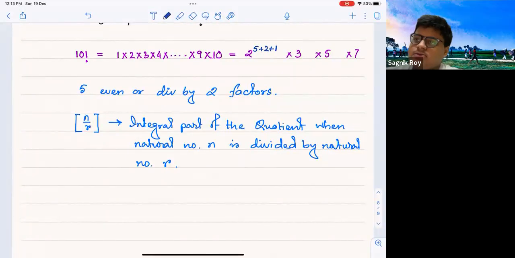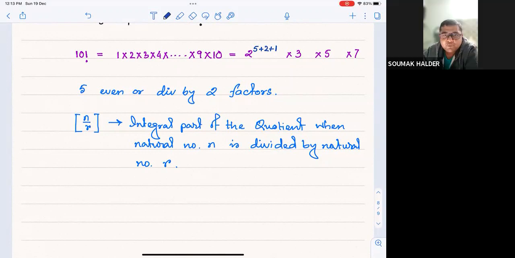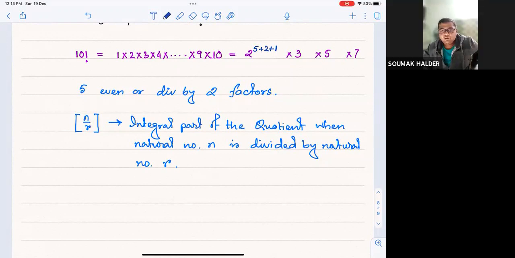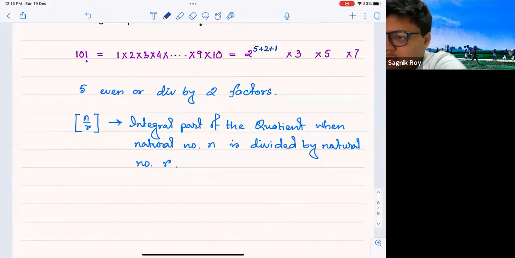You can consider 2 is a pen of a particular brand, and these are the students, right? There are 10 students, and 2 is a pen of a particular brand. So I have asked those who have that brand of pen to submit to me. So in the first round, 5 of the students will submit: the 5 even numbers 2, 4, 6, 8, 10. They will submit me 1.